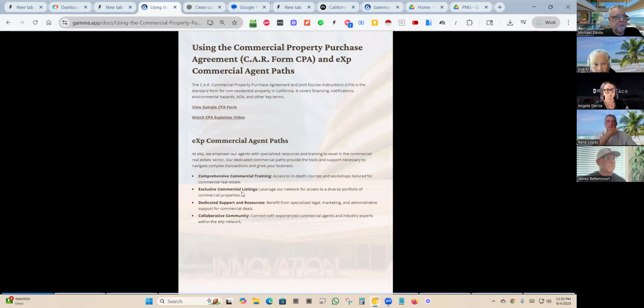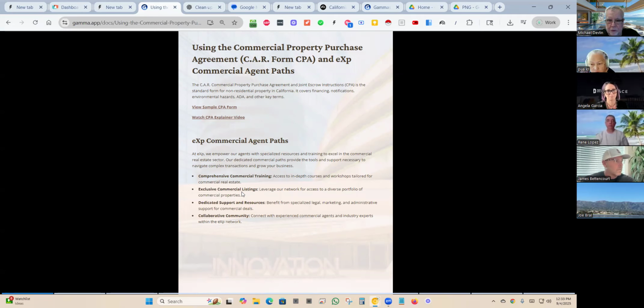So let's start with this. Can a residential real estate agent do commercial real estate? What do we mean when we say commercial real estate? The legal, industry definition is anything that is not 1 to 4 unit residential property. Anything not 1 to 4 unit residential property.